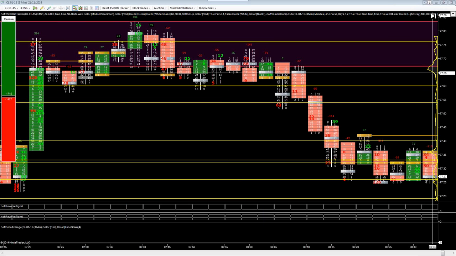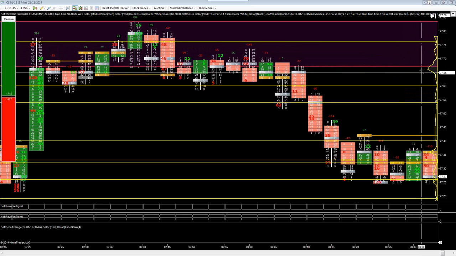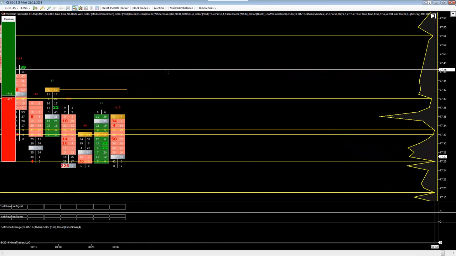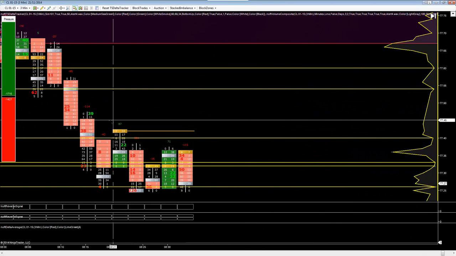So on this chart here, what's cool about this indicator, I've got it plotted simply as a yellow line on the right-hand side here. What I like about it is I can just left-click on it and I can drag it. So I can drag it to make the profile bigger or smaller, whatever I want to do.